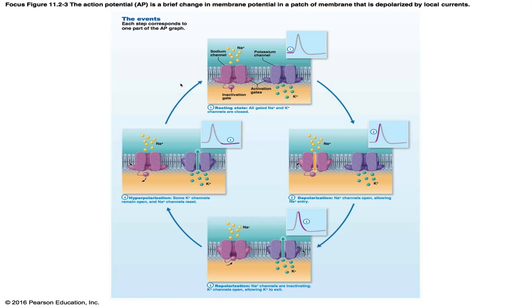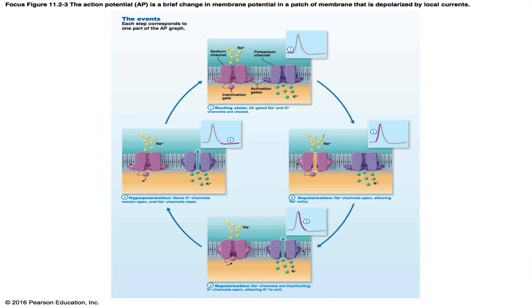And in this slide over here, it's a run through of all four steps that we just went over. So let's just go through these together one more time. In the first step, the resting state, notice that both the activation and the inactivation gates are closed in both the sodium and the potassium voltage-gated channels. So what's happening is we're at the resting state. Okay, so we're at this state right over here. So let's just say this is minus 70.